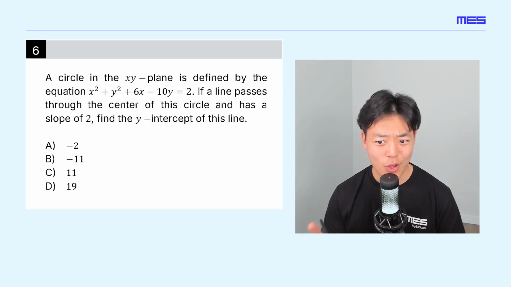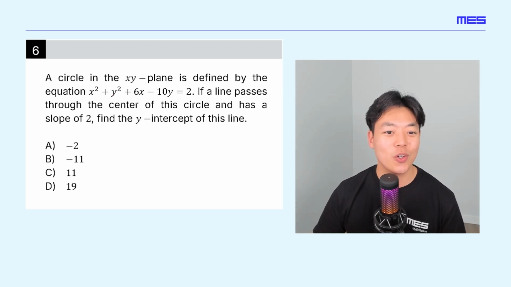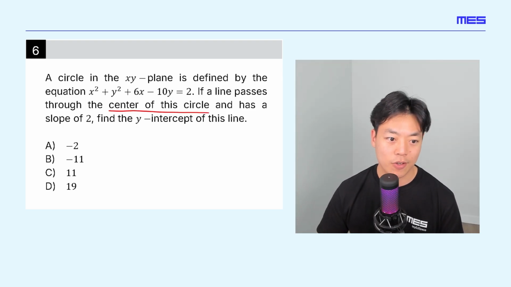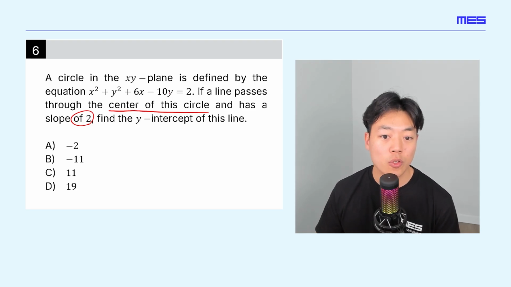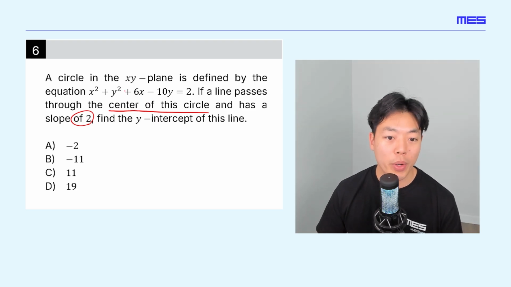Number 6, we need to know our equations of circles. A circle in the xy plane is defined by this equation, x squared plus y squared plus 6x minus 10y is equal to 2. If a line passes through the center of the circle and has a slope of 2, find the y-intercept of this line. Very simple problem. We're going to find the center of this circle by completing the square for each x and y. Then we'll use point slope using the center of the circle and the slope of 2. We're going to isolate for y, and that's how we're going to get our y-intercept. Or in other words, we can plug in 0 for x, and that'll also give us our y-intercept.